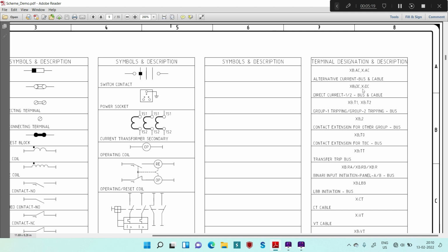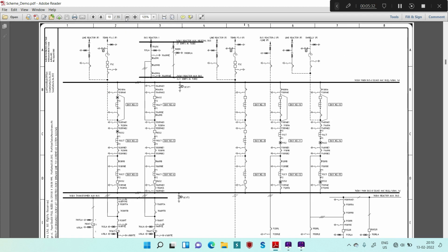These are AC terminals, these are DC terminals. Then your T1 T2 is for the tripping circuit terminals. So like this we will discuss during the understanding of the schemes. So now, just move to the next sheet.